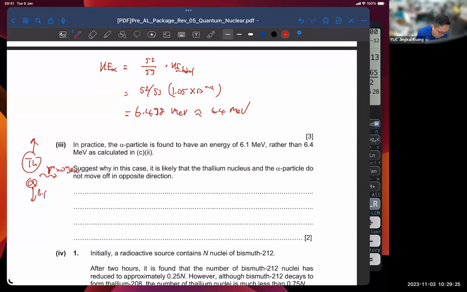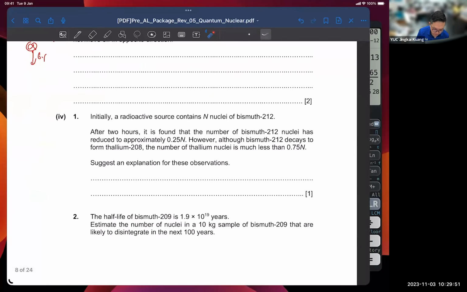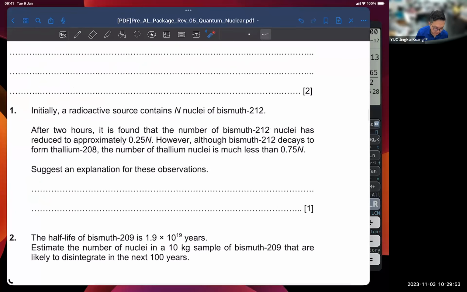The alpha has 6.1. If this is the case, this photon here also has momentum. If it has momentum, then for conservation of momentum, these two cannot be collinear anymore. So you can look at the answer given. We talked about it just now, so don't go too much on it.